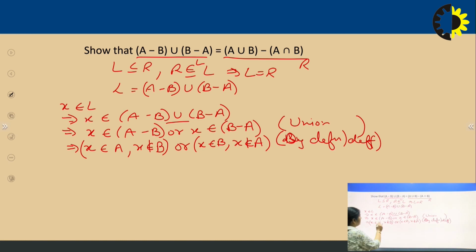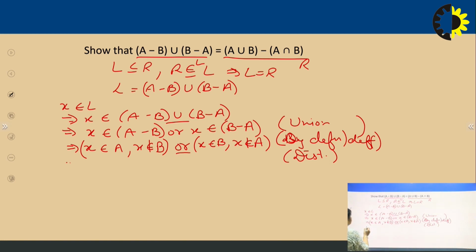So from A minus B we are getting X belongs to A, X doesn't belong to B. From here we are getting X belongs to B and X doesn't belong to A. Now we can use the distributive property. AND is distributive over OR and OR is distributive over AND. This we are using here. So here we are having AND and here I am having OR, so I will use both the properties.